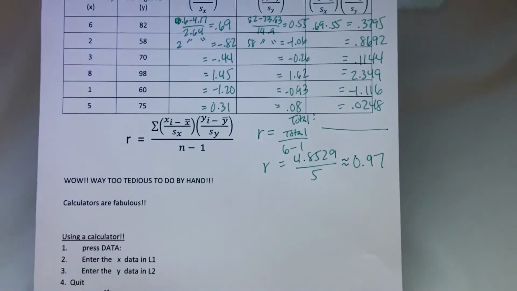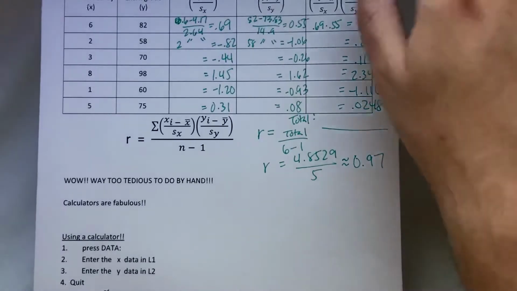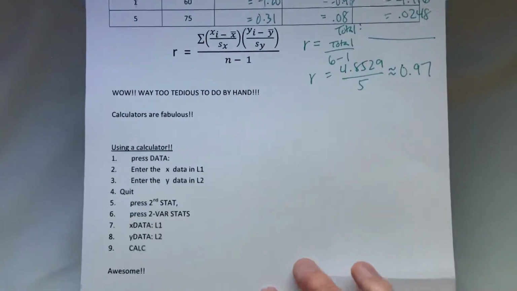Now we talked about earlier, the closer you are to 1, the stronger a positive relationship you have. And 0.97 is really close to 1, so that means there's a very strong positive relationship from the data in the last video. This only had 6 data points, but that's how long it takes to calculate it by hand. It's not particularly pleasant, it's tedious, but your calculator can do it.